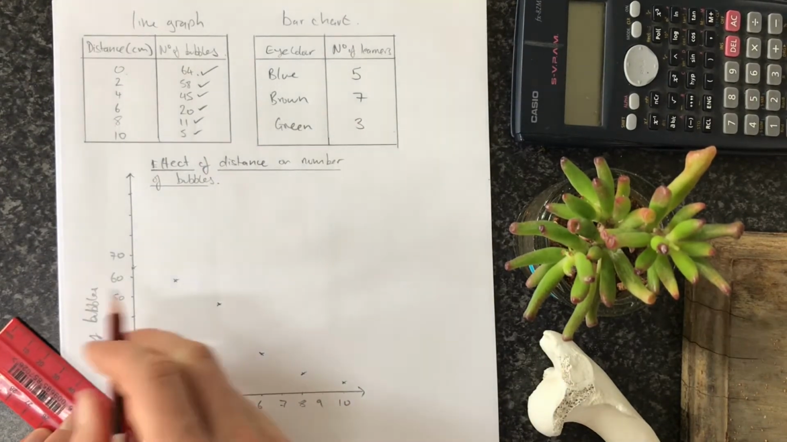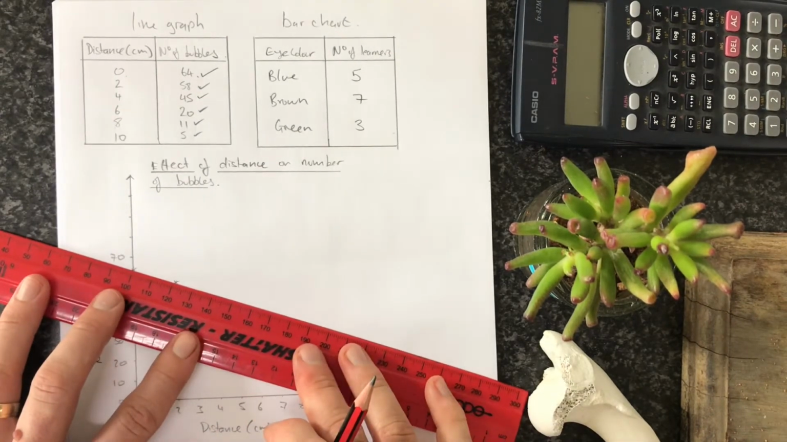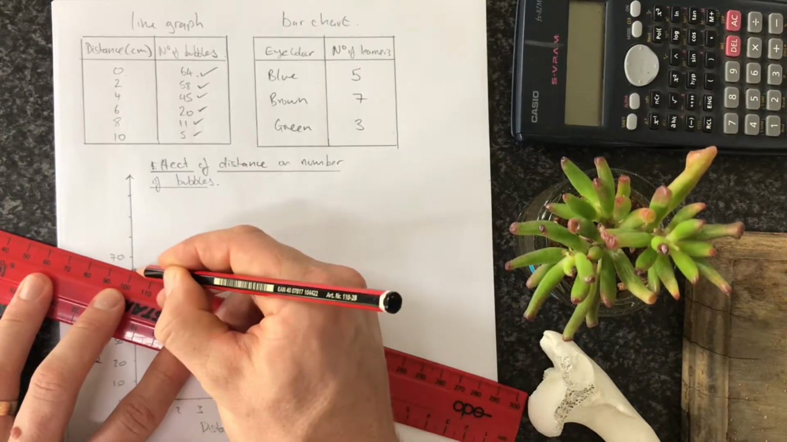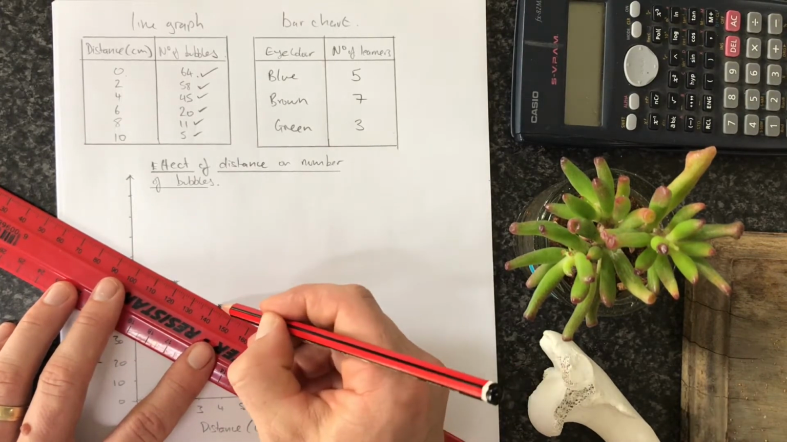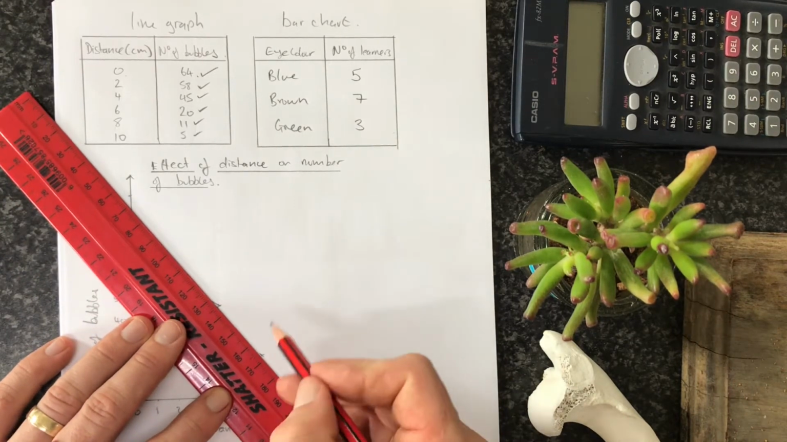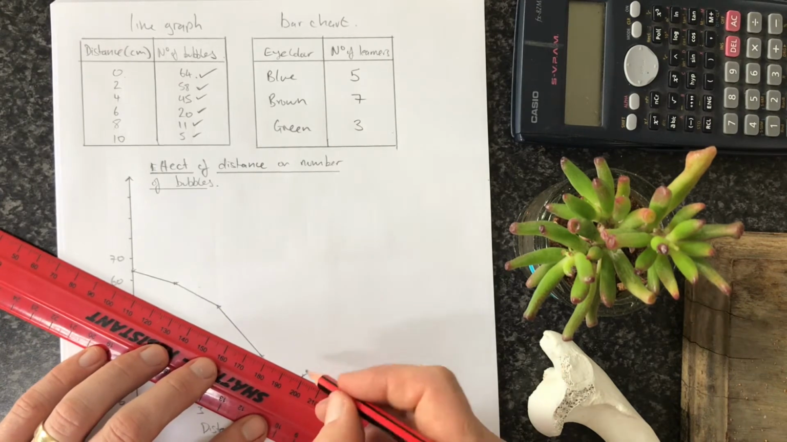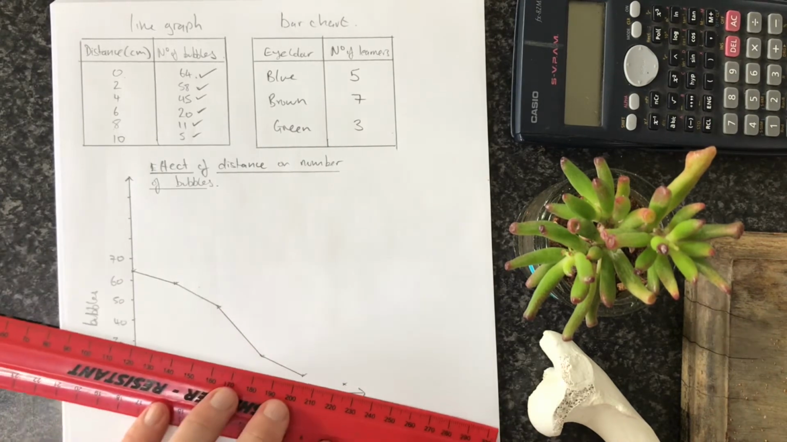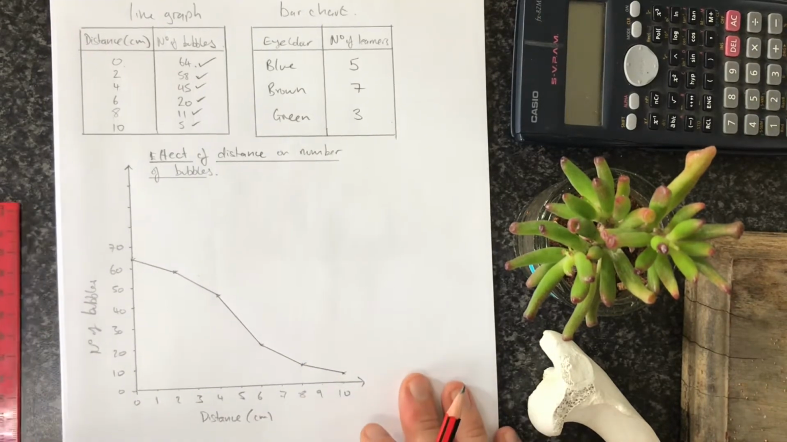So once I've got all my points, because this is a line graph, I'm going to join them dot to dot. And that's it, that's my line graph.